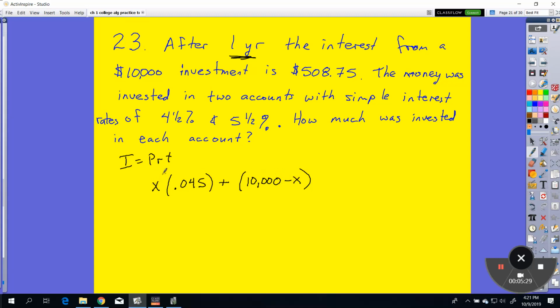So realize that it's just a way of going around this of saying, I know I had 10,000, one of them is going to be X, the other is 10,000 minus X. This rate is 0.055, and I know that the interest gained from these two totals to be $508.75. So now I distribute, I have 0.045x.